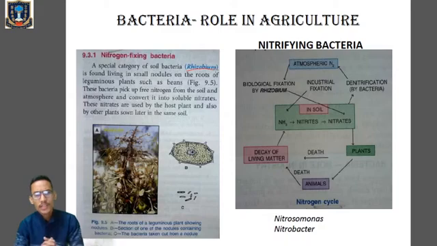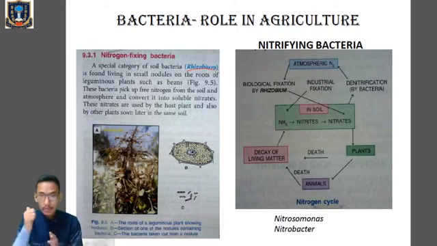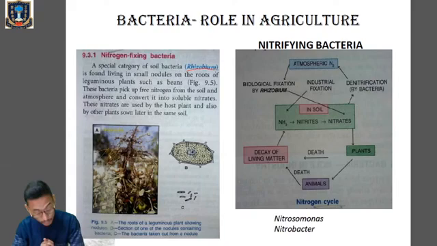So in the role of bacteria in nitrogen fixation, you have to remember the names of the bacteria: Rhizobium, then Azotobacter, then Clostridium. You will find this on page number 87. Clear? So now comes the topic nitrifying bacteria.